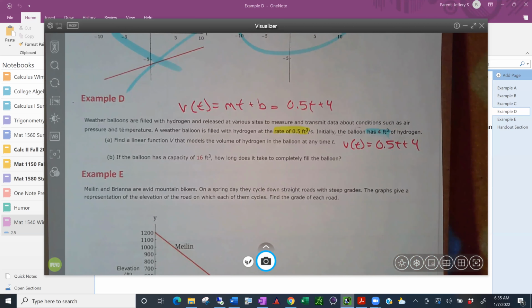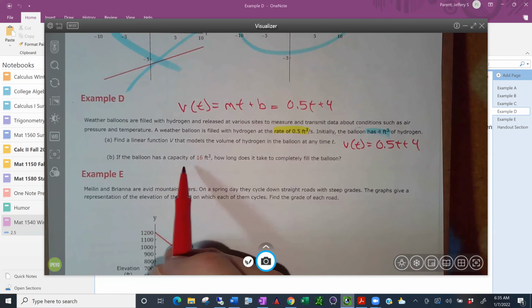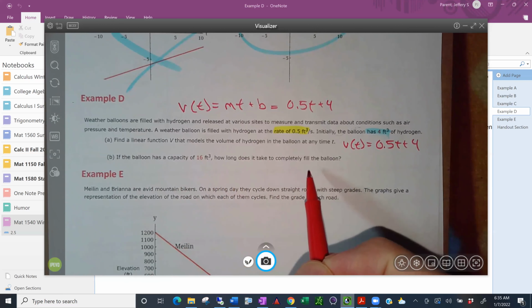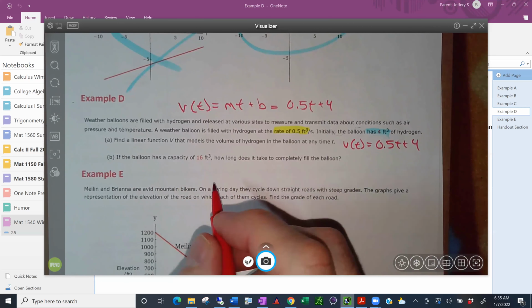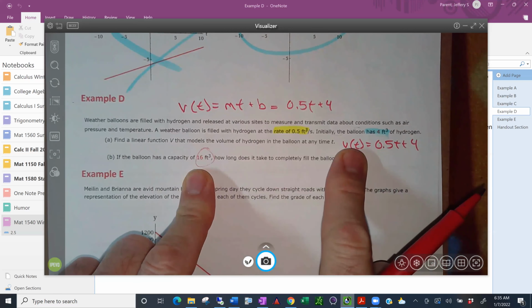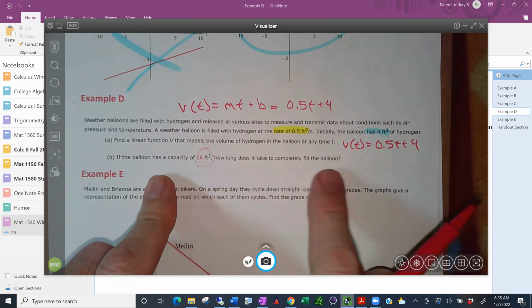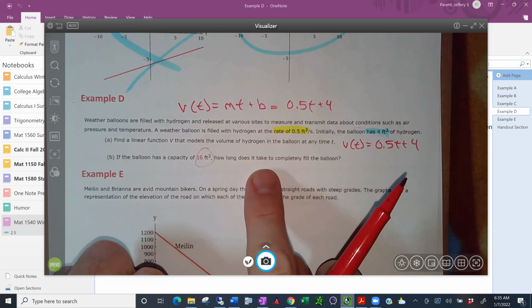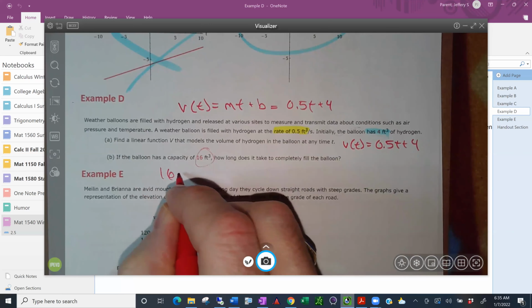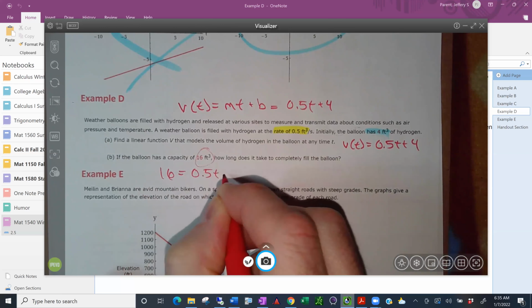The second part is, if a balloon has a capacity of 16 cubic feet, how long does it take to completely fill the balloon? Okay. Well, that 16 cubic feet has to go into my equation someplace. And if you're thinking about it carefully, that 16 is really the volume. And you're looking for the time, right? So we're not going to be substituting anything for time. We're substituting for the volume. So it's going to be 16 equals 0.5 t plus 4.